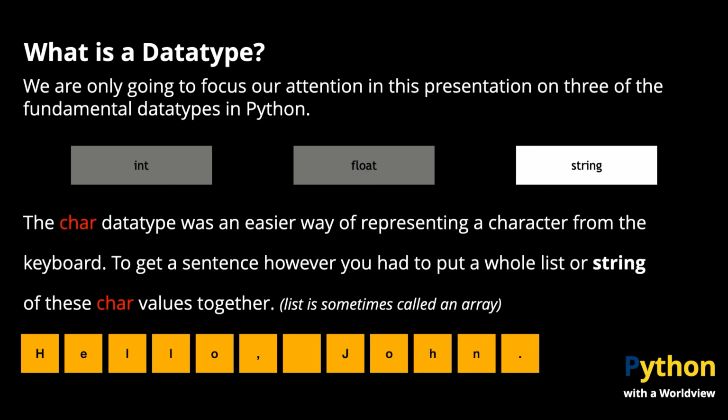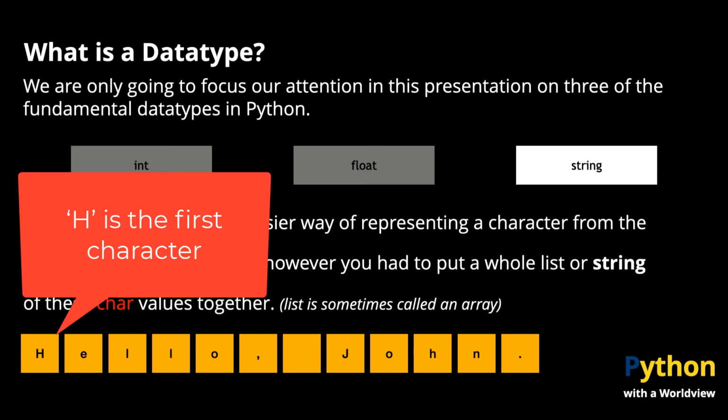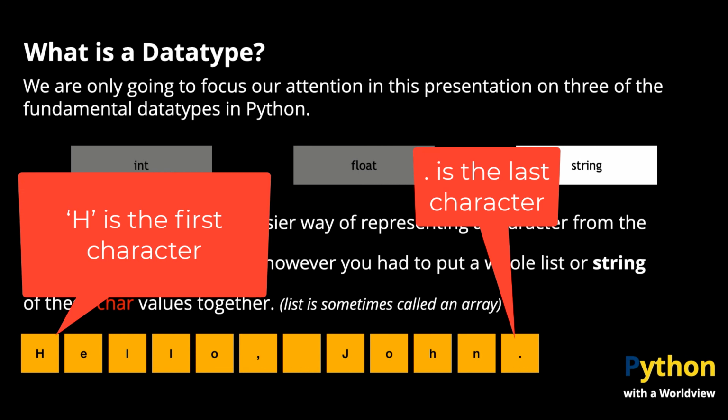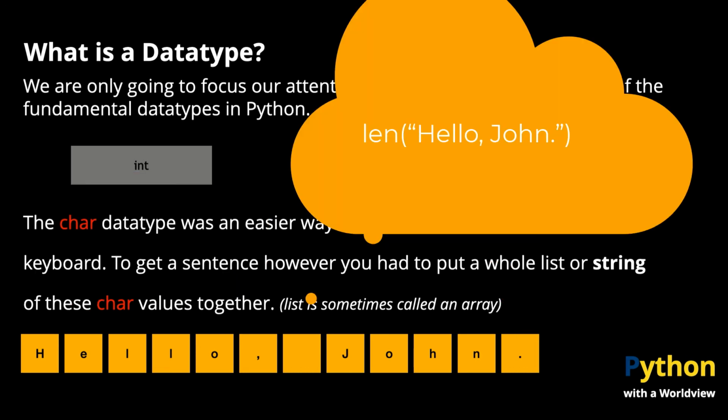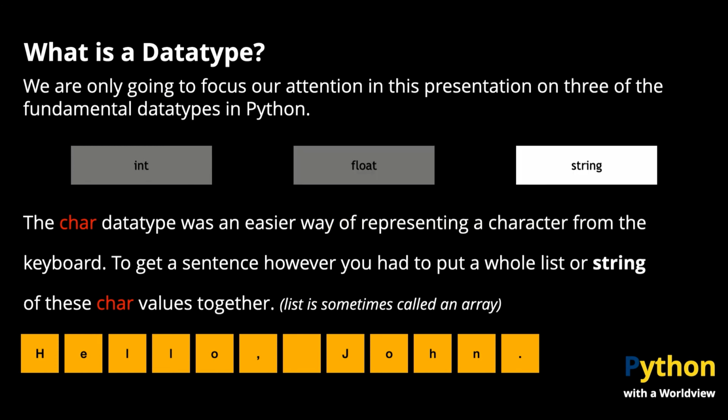Here's a string of characters that says hello John. Hello is the first character and the period is the last character. If you calculate the length of this string, you'll get 12. Count out the boxes and you should have 12 boxes. So the concept of the length of a string will also be important later in the course, although we're not really going to get very deeply into it now.